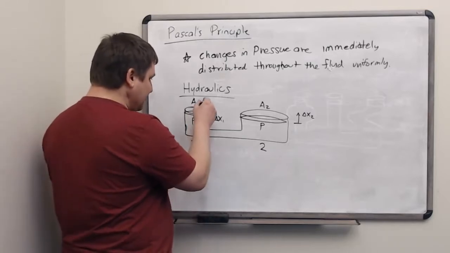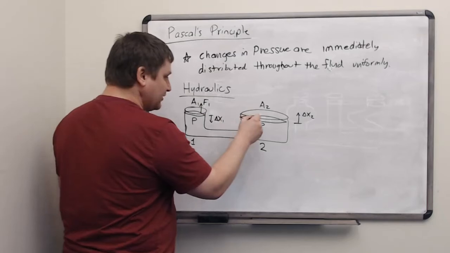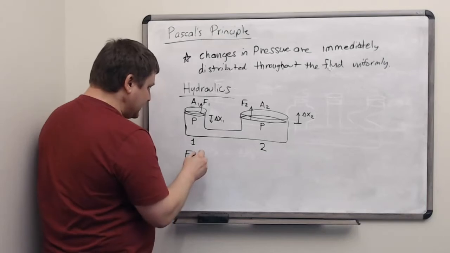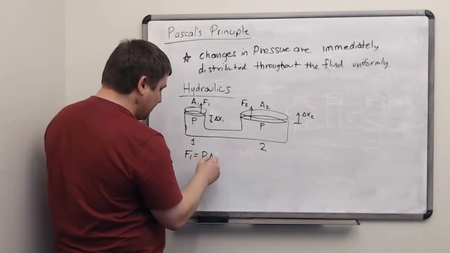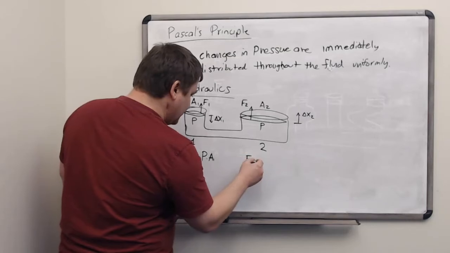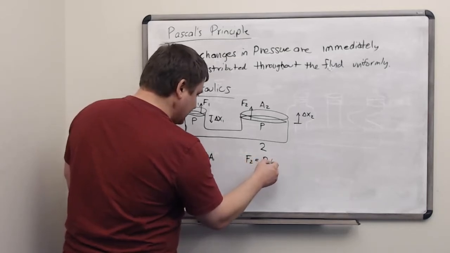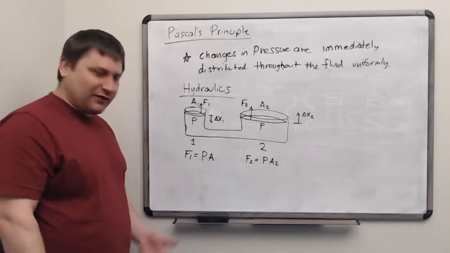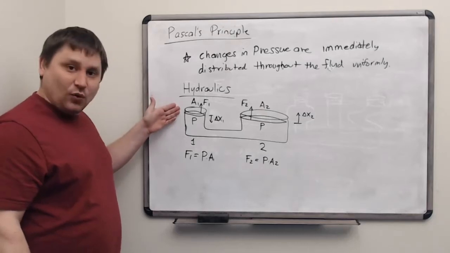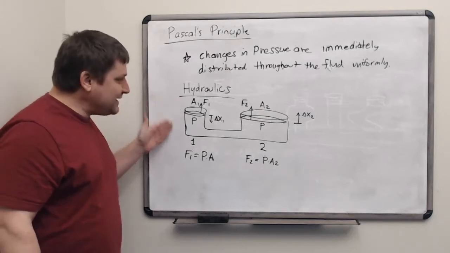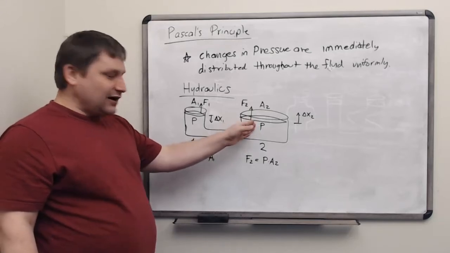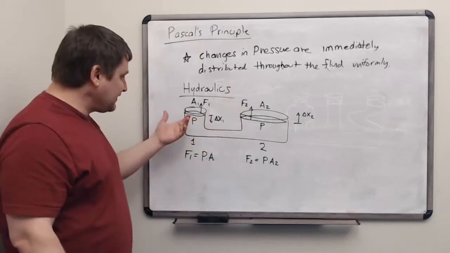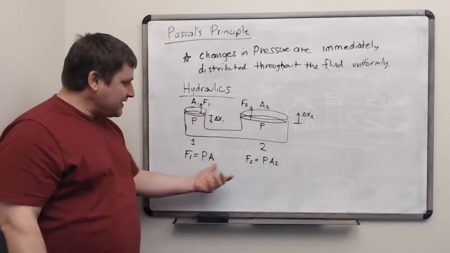And so their relationship for force to pressure is different. Force 1 is equal to pressure times area 1, and force 2 in magnitude is equal to the pressure times area 2. So what Pascal's principle has to say about this is if we apply a force to piston 1 that changes the pressure, then that is immediately going to move over here, and it's going to cause a change in pressure over here and cause a force on piston 2. And those forces will be related by the fact that they have equal pressures.